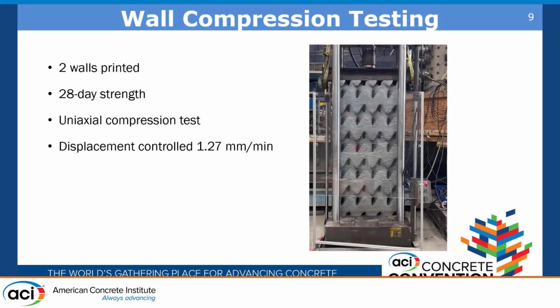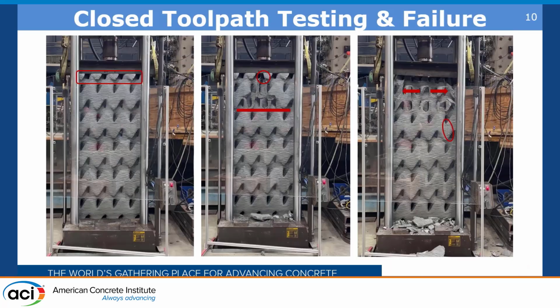So for these walls, we managed to get 2 printed, one for the closed toolpath and one for the open toolpath. And after 28 days of curing in accordance with ACI 308, we then performed uniaxial compression testing as shown here. This testing is displacement controlled at 1.27 millimeters per minute, and both the quantitative load displacement curves were recorded, as well as the failure of how each wall behaved.